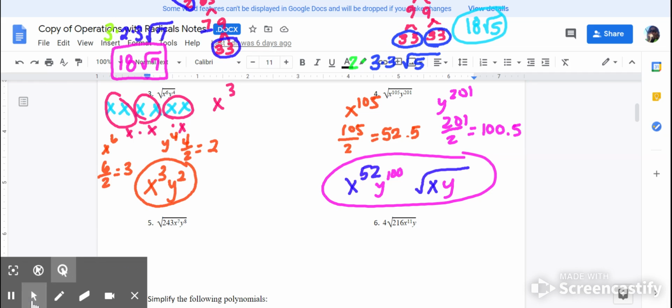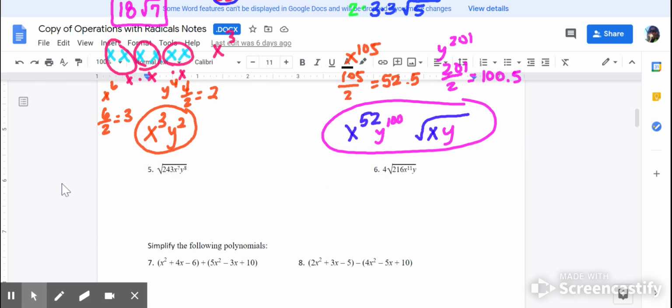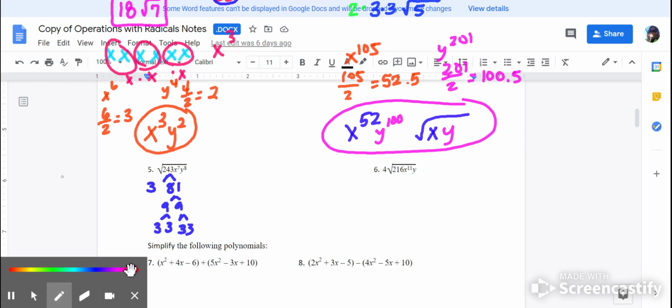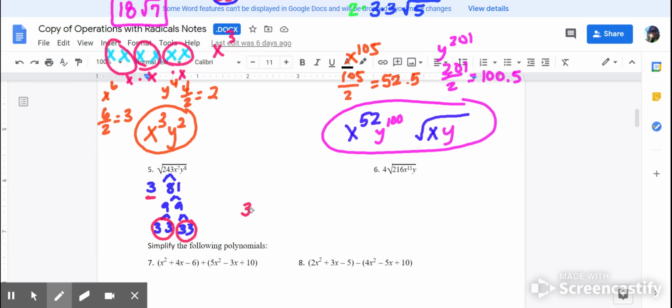When dealing with number 5 here, I've got numbers and variables, so I just want to be consistent. 243, I can factor out a 3, which leaves me with 81. Then factors of 81 are 9 and 9, factors of 9, 3 and 3, factors of 9, 3 and 3. Remember, I'm still looking for pairs here, so I have a pair of 3s and a pair of 3s with a 3 left over. So I'll have 3 times 3 on the outside with a 3 left on the inside.